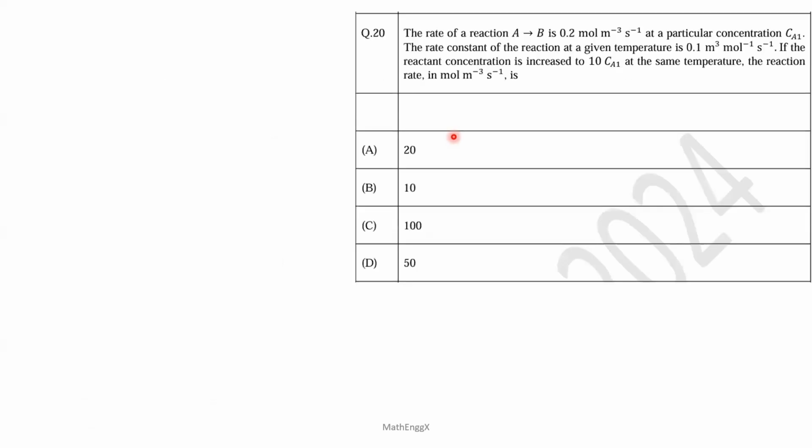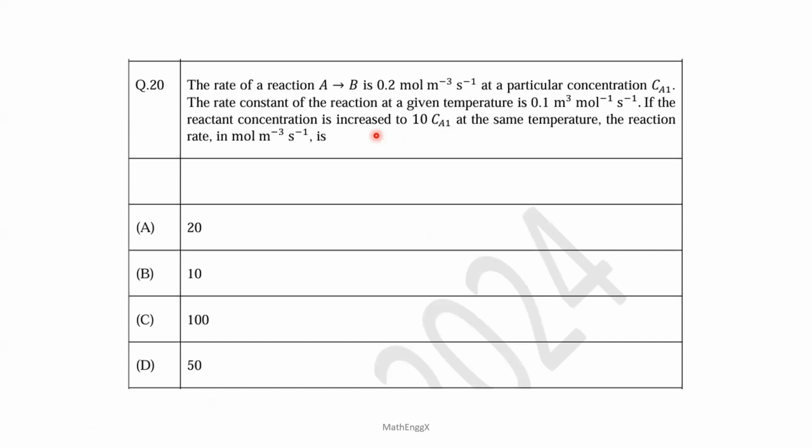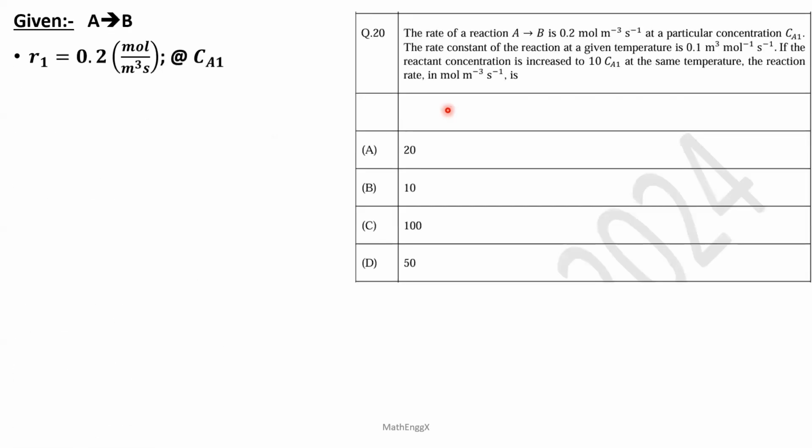So let's move on to the second question. The rate of reaction A giving B is 0.2 moles per meter cube second for a particular concentration Ca1. The rate constant of the reaction at a given temperature is 0.1 meter cube per mole second. If the reaction concentration is increased to 10 Ca1 at the same temperature, what is the reaction rate? So we have been given the rate and concentration terms for a particular case, which is 0.2 and Ca1, and given rate constant as 0.1, what will be the rate for a concentration of 10 Ca1?